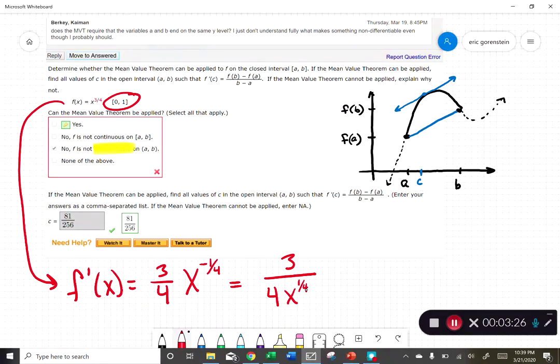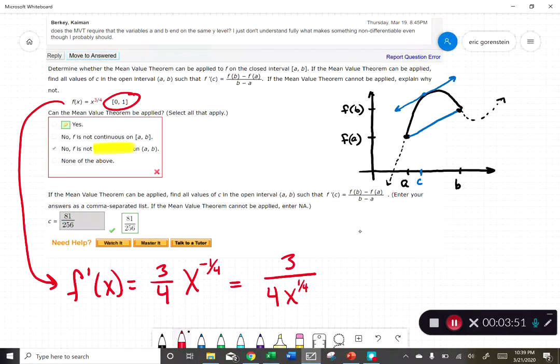Now, the function is differentiable when the derivative exists. So the question is, when does the derivative not exist? Well, this is a fraction. So f prime of x, or the derivative, doesn't exist when x equals 0, because if x is 0, you get 3 over 0, which is undefined. But 0 is the endpoint.